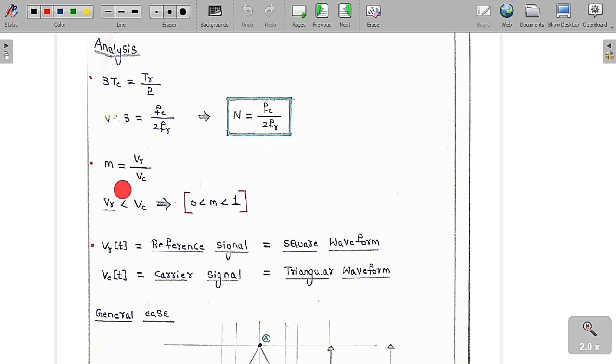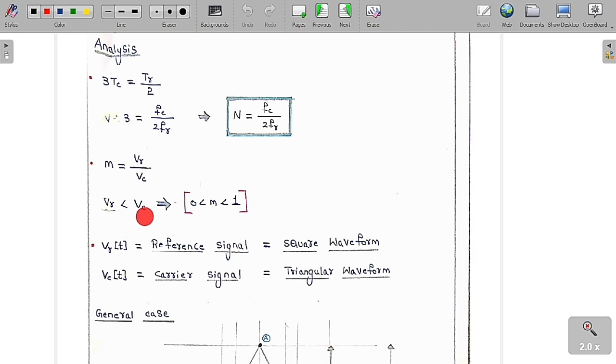Let me take a value m is equal to Vr by Vc. So m is called the modulation index. It is the ratio of the peak value of the reference signal to the peak value of the carrier signal. Always Vr is less than Vc. It's a condition.